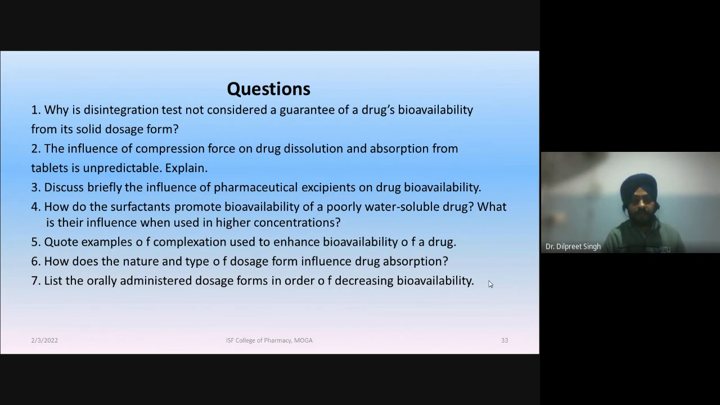Give some examples of complexation used to enhance bioavailability. What are the nature and type of the dosage form that influence drug absorption, and what is the list of orally administered dosage forms in order to prevent bioavailability problems?